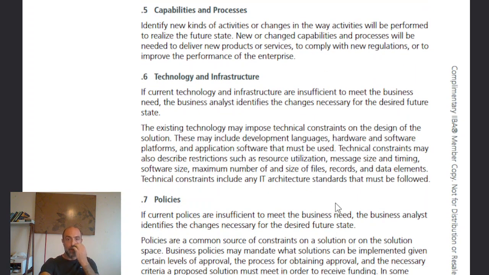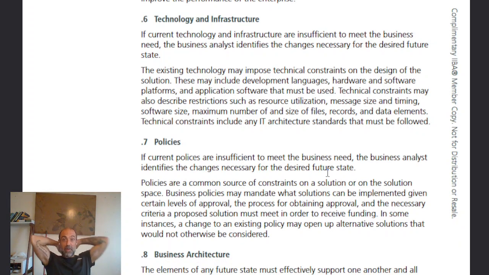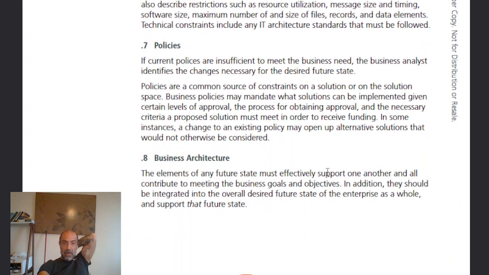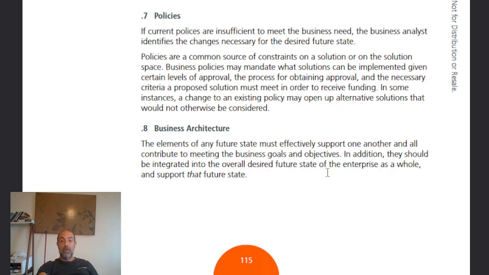Technology and infrastructure. If current technology and infrastructure are insufficient to meet business needs, the business analyst identifies the changes necessary for the desired future state. The existing technology may impose technical constraints, right? We're looking to see if technology is supporting, if the policies are supporting, and if the organizational structure and culture are supporting. With any of these, we have to find out where we could intervene, if we should, if we can, and where we go.